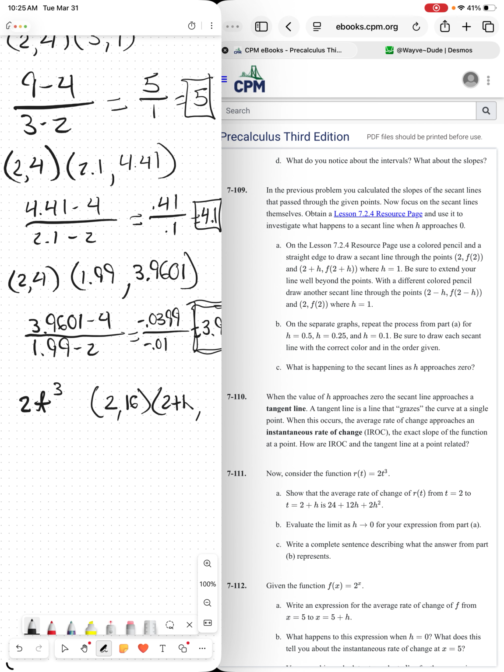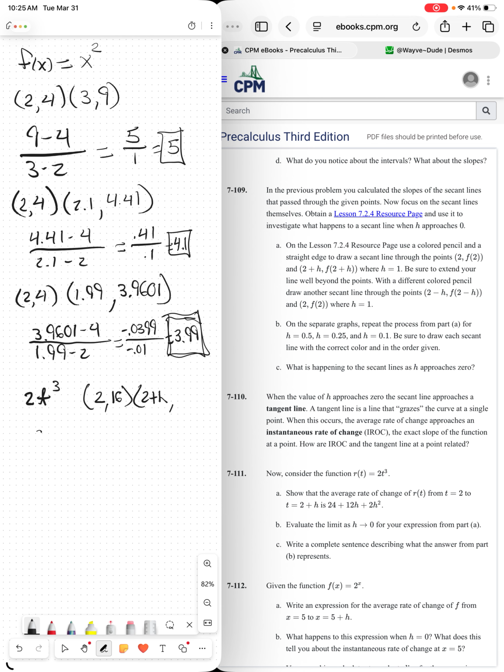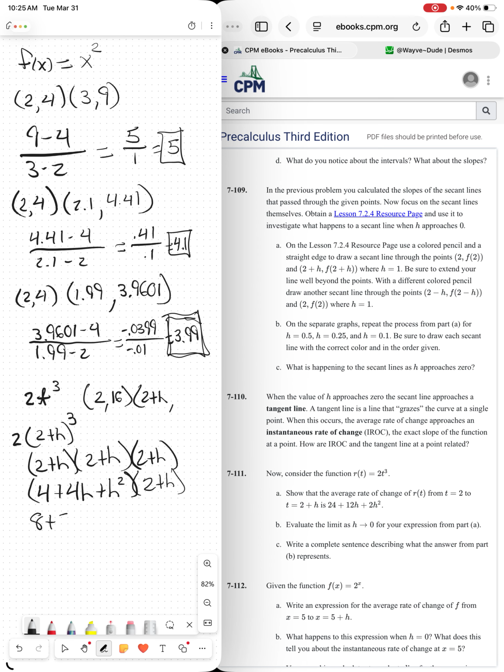All right, and then 2 plus h is going to be harder, because you're going to have to do 2 plus h cubed times 2. So this is 2 plus h times 2 plus h times 2 plus h. So this is, let's do this, 4 plus 4h plus h squared times 2 plus h. So we're going to have 8 plus 8h plus 2h squared plus 4h plus 4h squared plus h cubed, and then all this times 2, right?